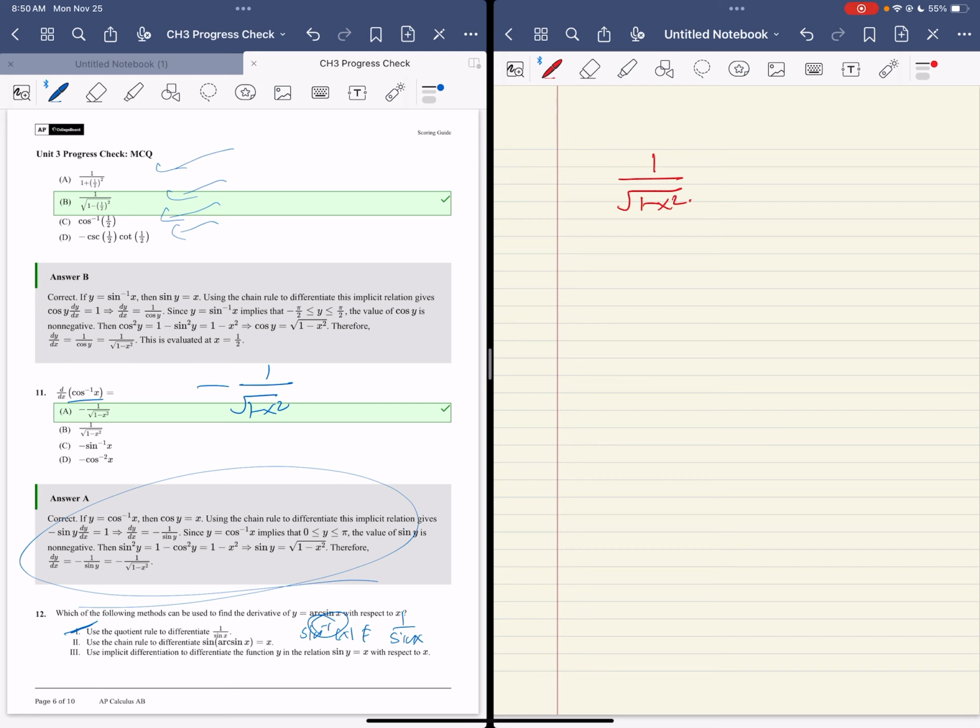This is not the chain rule. So arcsine and sine disappear, so it's going to be x. So it's not even chain rule. Use the implicit differentiation to determine the function of y. Yeah, you might have to use the implicit differentiation when you actually do it if there's a y.